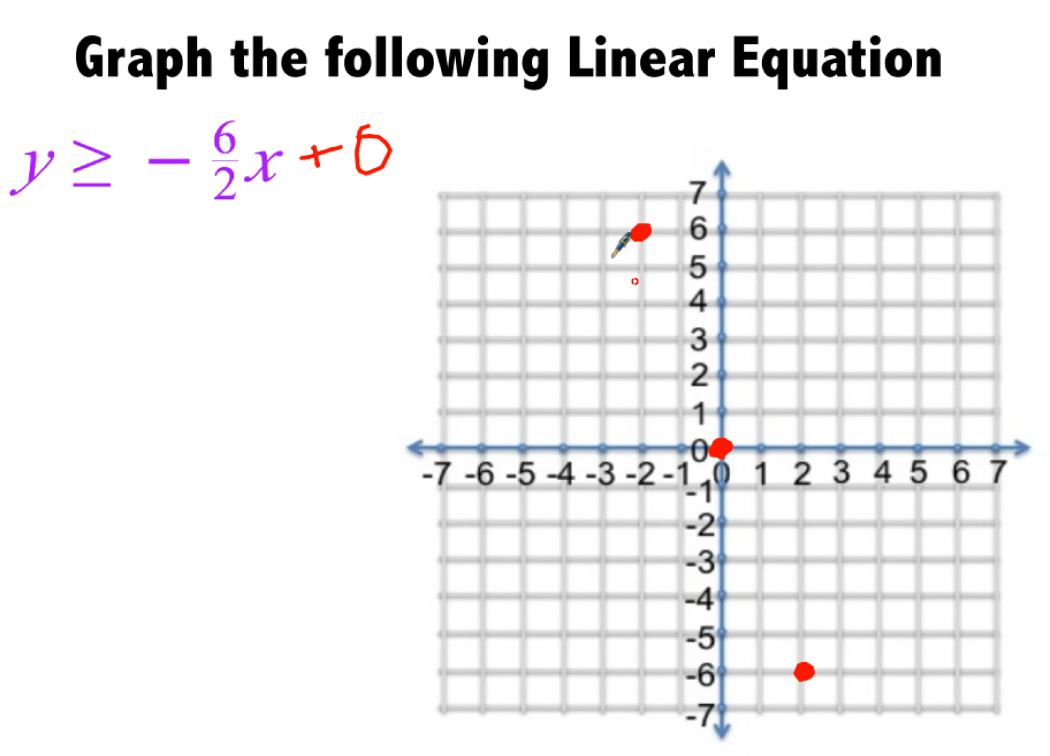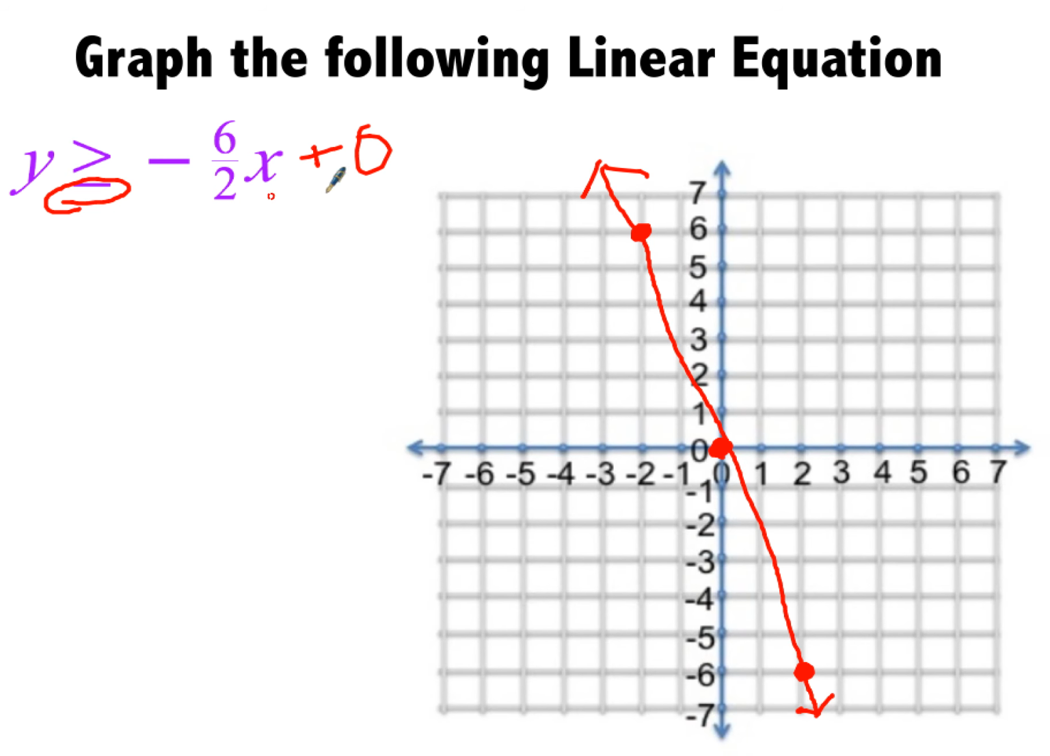Then from here, I need to determine, do I use a dashed line or solid line? Because it has this or equal to symbol underneath, I'm going to use a solid line. It's supposed to be straight, but that's not. Sorry. But I need to use a solid line because that means that this whole graph is part of the solutions to my inequality. If I plug in any point on this line, it would make this inequality true.